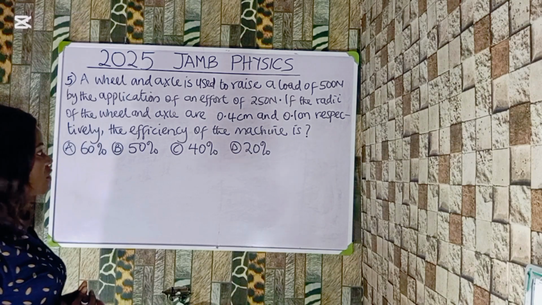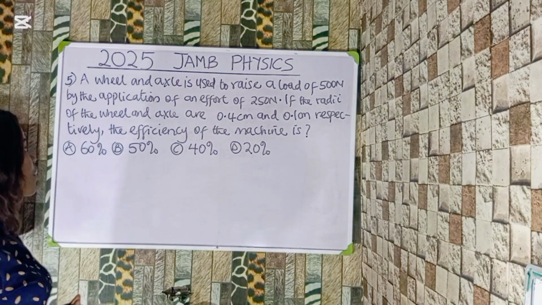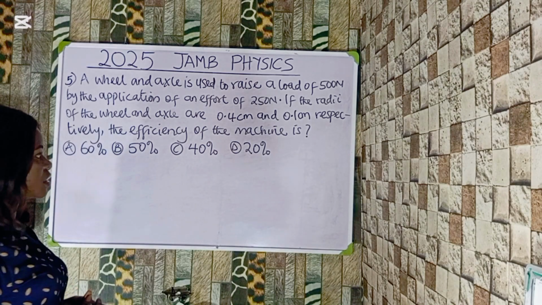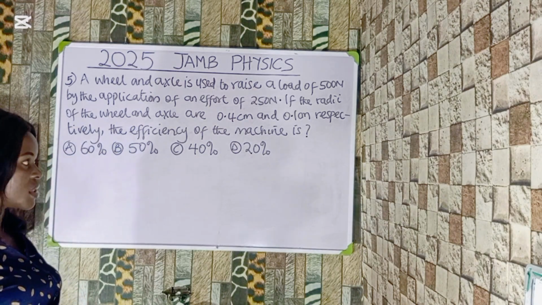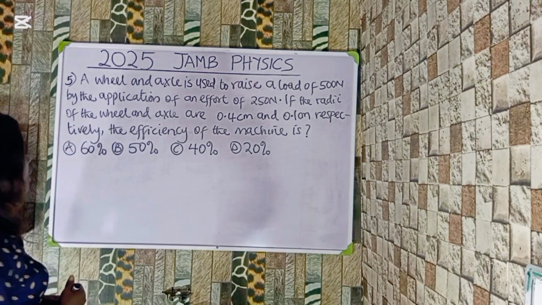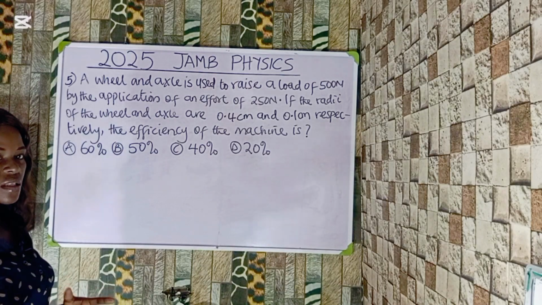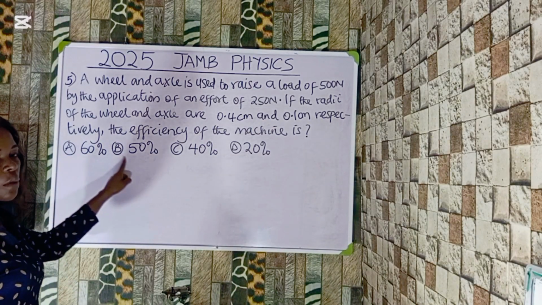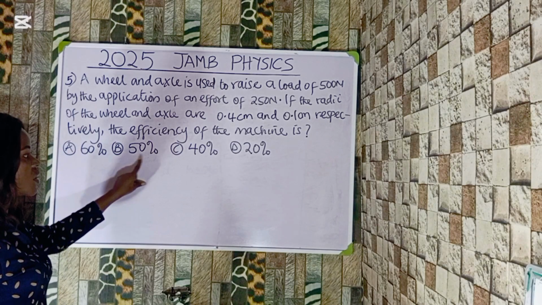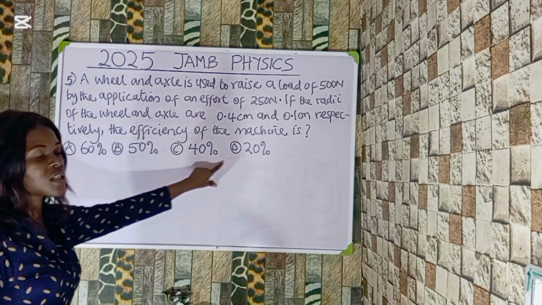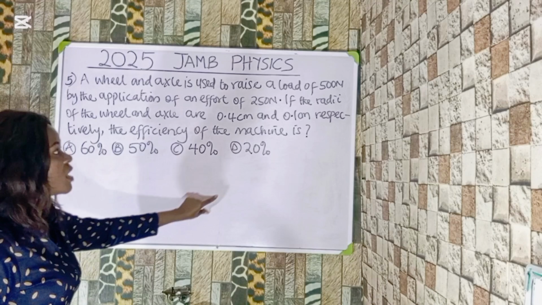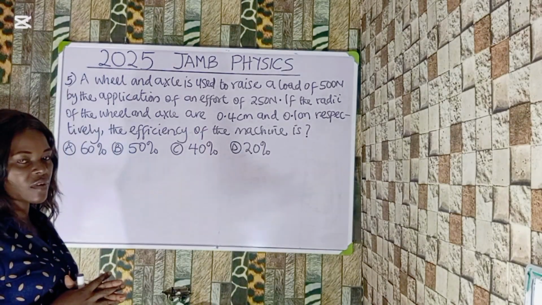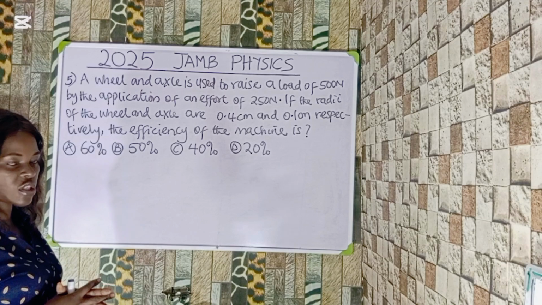A wheel and axle is used to raise a load of 500 Newton by the application of an effort of 250 Newton. If the radii of the wheel and axle are 0.4 centimeter and 0.1 centimeter respectively, the efficiency of the machine is what? And we are given the options A to be 60 degrees, option B to be 50 degrees, option C to be 40 degrees, and option D to be 20 degrees. And the first thing that will come to our mind is stating the parameters given, then we can solve for the efficiency.